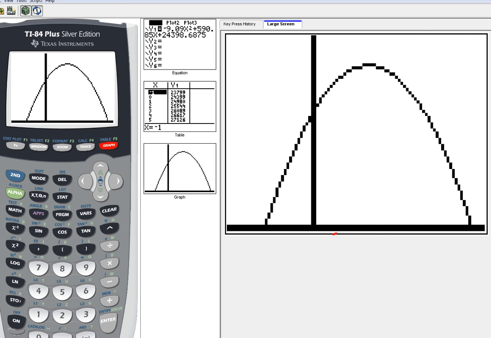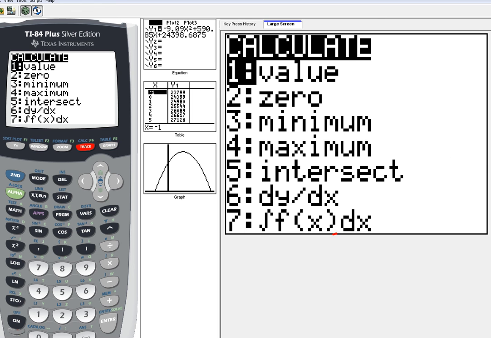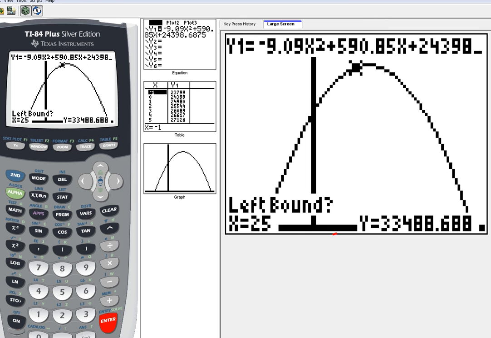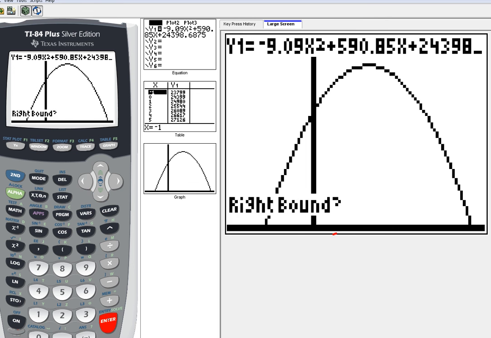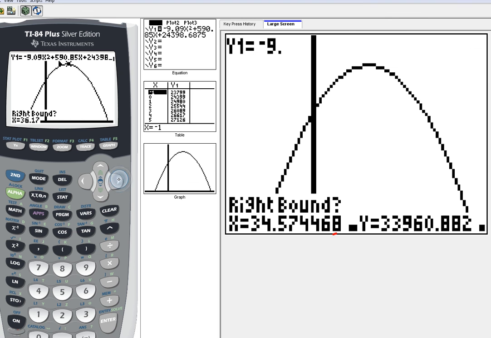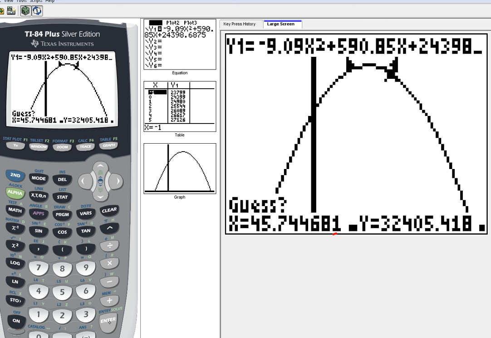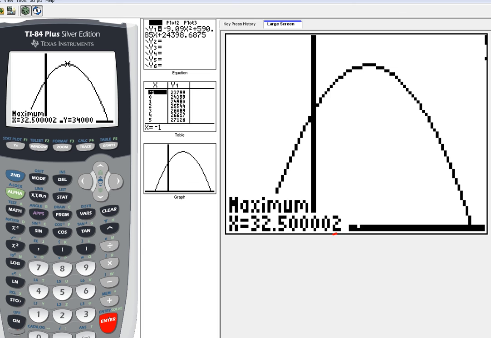So now, when I look at this, I'm going to look for what it asks first, which is the maximum height. So again, I go to second, calc, and I'm doing maximum. And then it's going to ask me for the left bound, which is pretty much right there. So I'm going to hit enter. Then I'm going to go over the hill, hit enter. And then for my guess, I'll go right on top of the hill, hit enter. And it tells me that my maximum is 34,000. So 34,000. And it says, when does it occur? Well, that's the x value. So it occurs at 32.5 seconds.